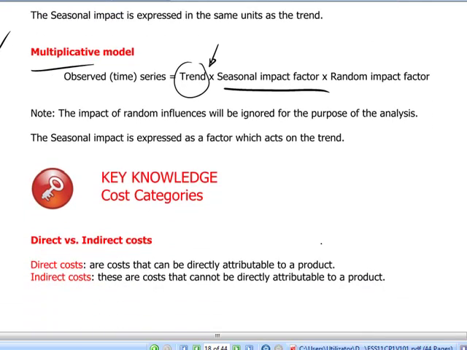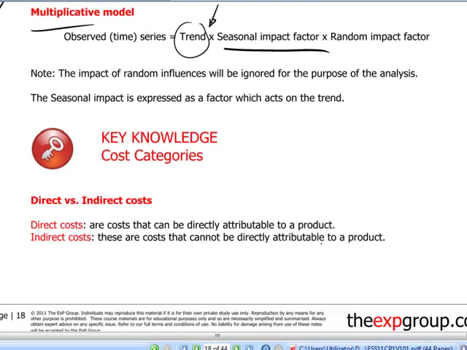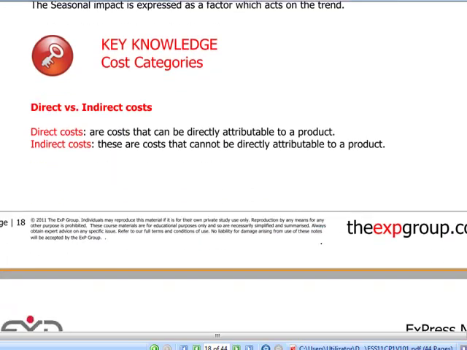Now, in the context of budgeting techniques, the candidate is expected to have a basic familiarity of cost categories. The direct and indirect costs should be straightforward. Direct costs are those directly attributable to a product, also known in the production costs environment as prime costs, and indirect costs are everything else that is not directly attributable to a product, also referred to as overhead costs.